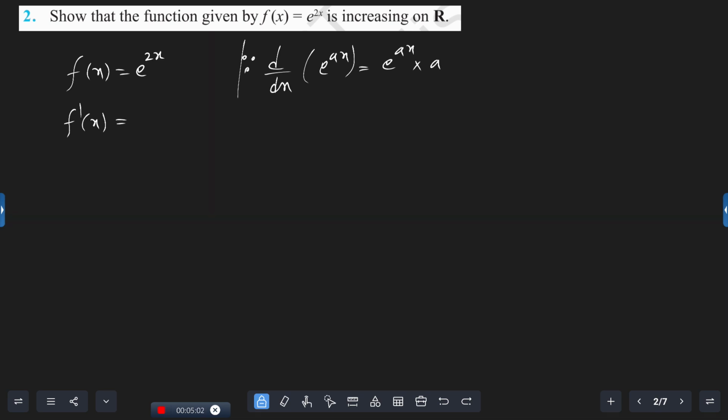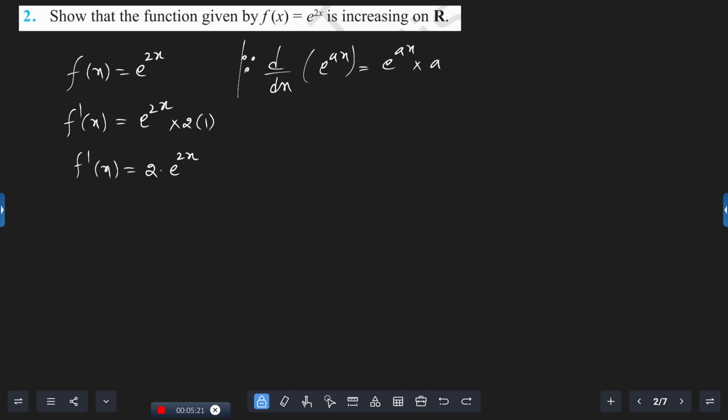In the same manner here, e power 2x: when you differentiate e power 2x, multiply by 2 and let it be as it is. When you differentiate x, what am I getting? 1. That's it, I'm differentiating with respect to x. So f dash of x is equal to 2 into 1 and 2 into e power 2x.